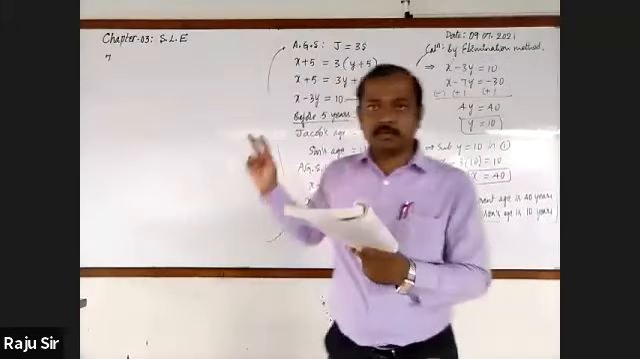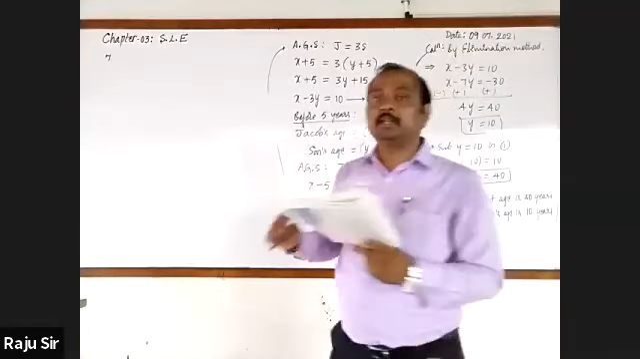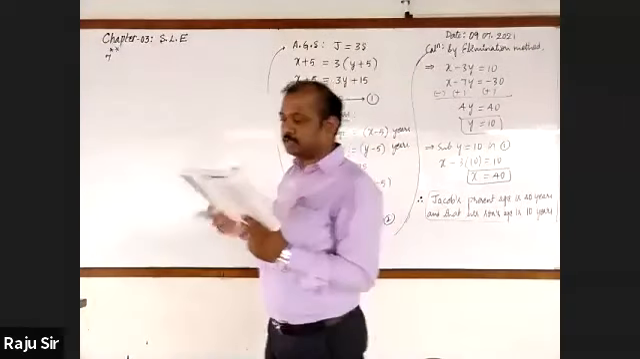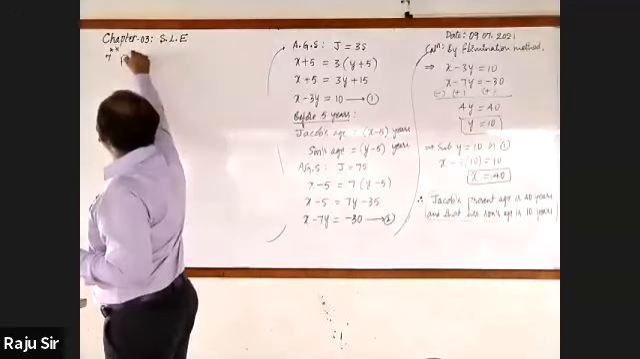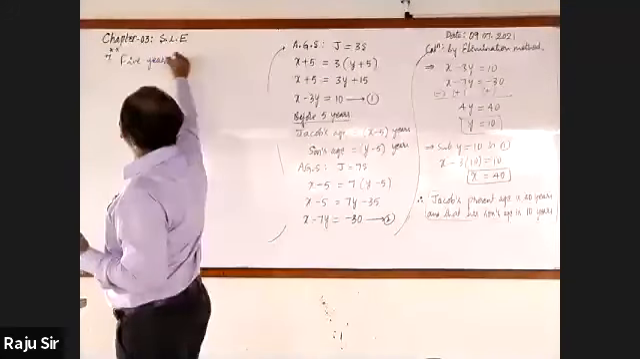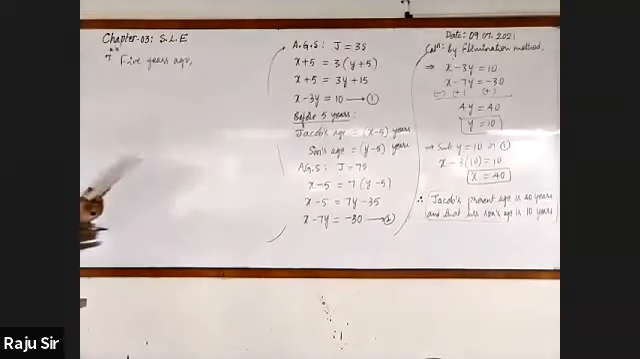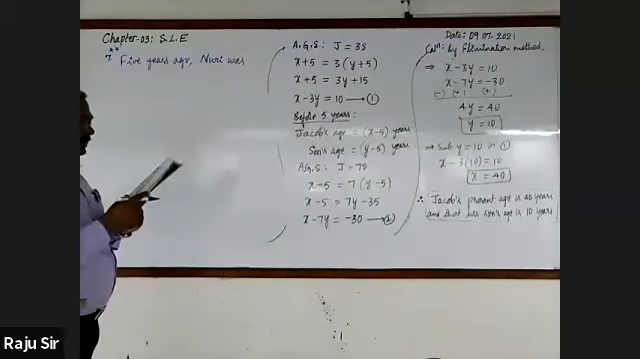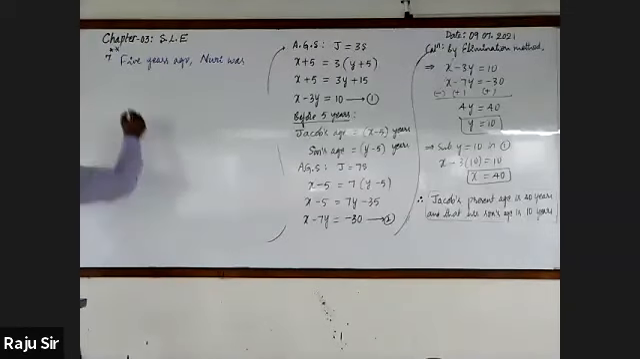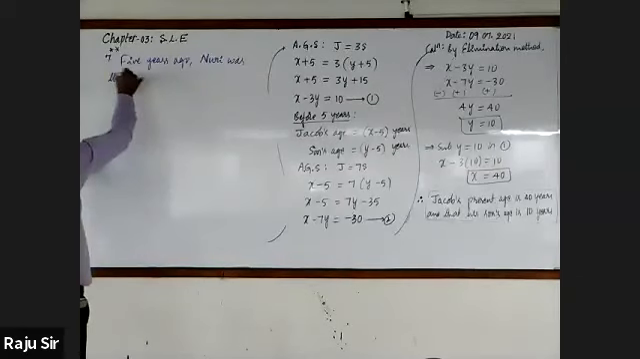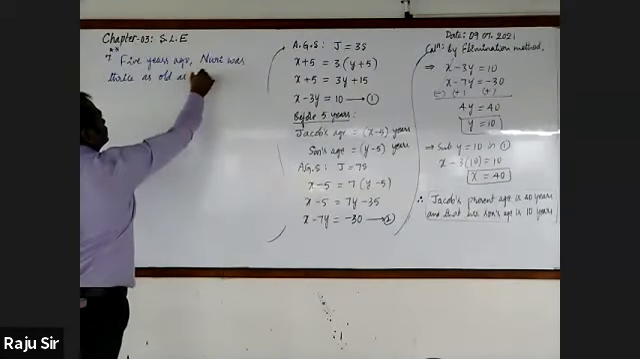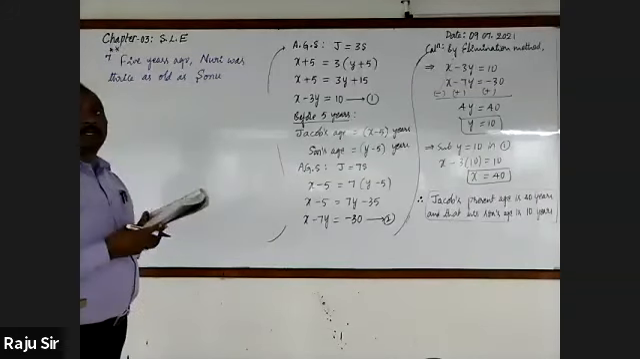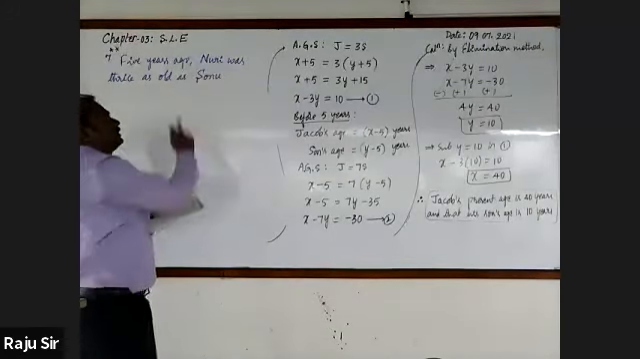Seventh one, right? This statement was given in the examination with double star mark, and it's also a simple statement. 5 years ago, Nuri was thrice as old as Sonu. Thrice means 3 times. Nuri and Sonu both are proper nouns, so you have to start with a capital letter. Nuri and Sonu, both start with capital letters.